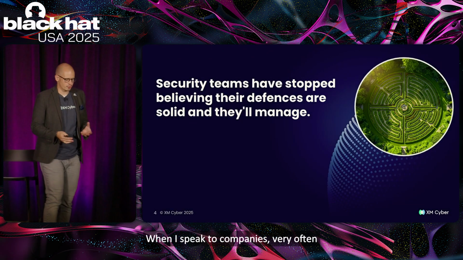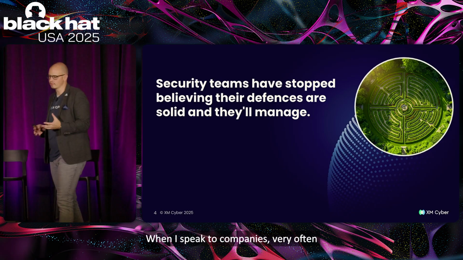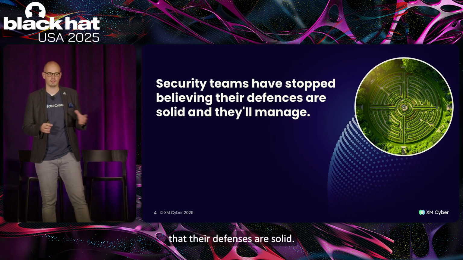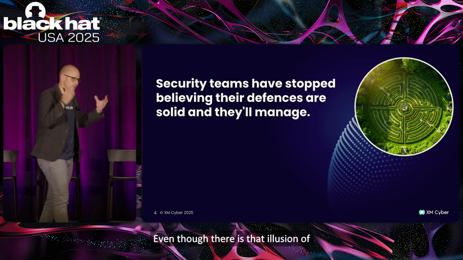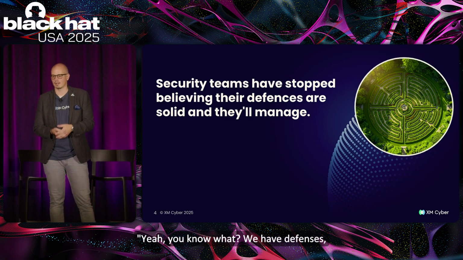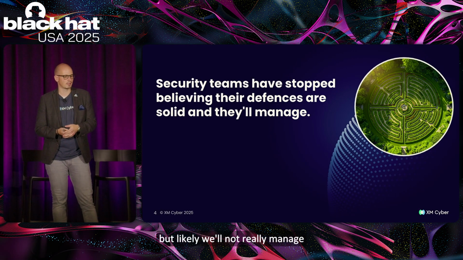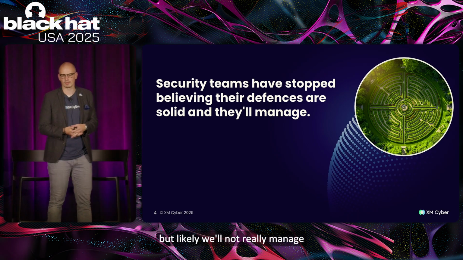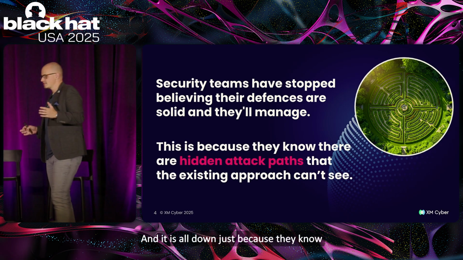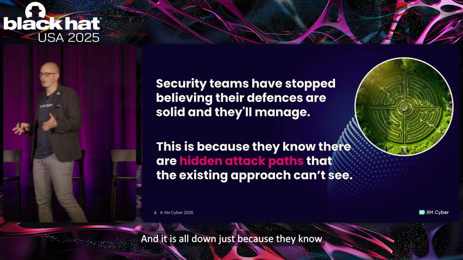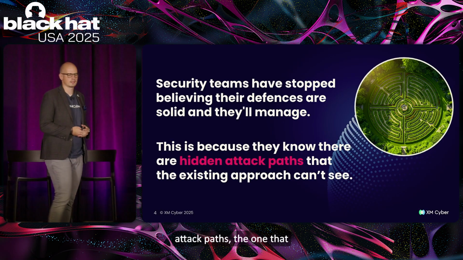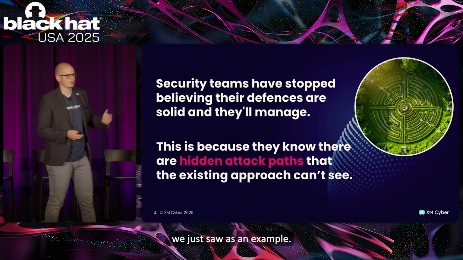When I speak to companies, very often actually, security teams essentially just have stopped believing that their defenses are solid. Even though there is that illusion of control, companies and especially security teams would say, yeah, you know what? We have defenses, but likely will not really manage through an incident. And it is all down just because they know that the existing approach will not uncover all of the different hidden attack paths, the one that we just saw as an example.